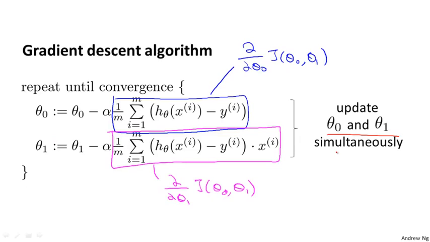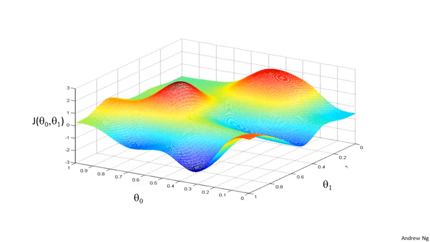So let's see how gradient descent works. One of the issues we saw with gradient descent is that it can be susceptible to local optima. When I first explained gradient descent, I showed you this picture of going downhill on the surface, and we saw how depending on where you initialize it, you can end up at different local optima. You wind up here or here.